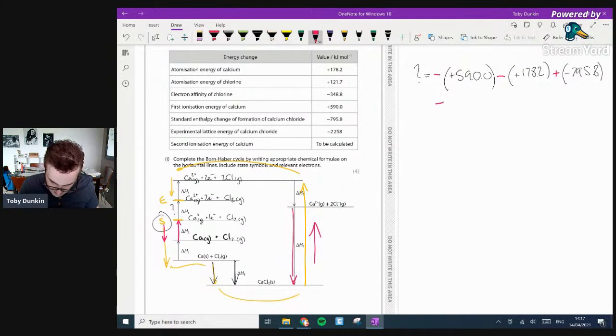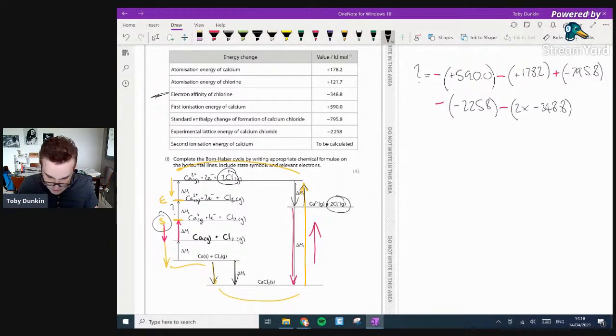Next arrow, which translates across, which is this one here, and I'm going in this direction, so it's now against me. So I can now brackets. This is the standard lattice enthalpy, which is minus 2258, close brackets. The next arrow is also against me, so that's going to be against me, close bracket, open brackets. And this is the electron affinity for chlorine, but times 2. Yeah, that's important, times 2, because there are 2 chlorines forming chloride ions, and I'm given the electron affinity for only a singular. So that's minus 348.8 times 2.